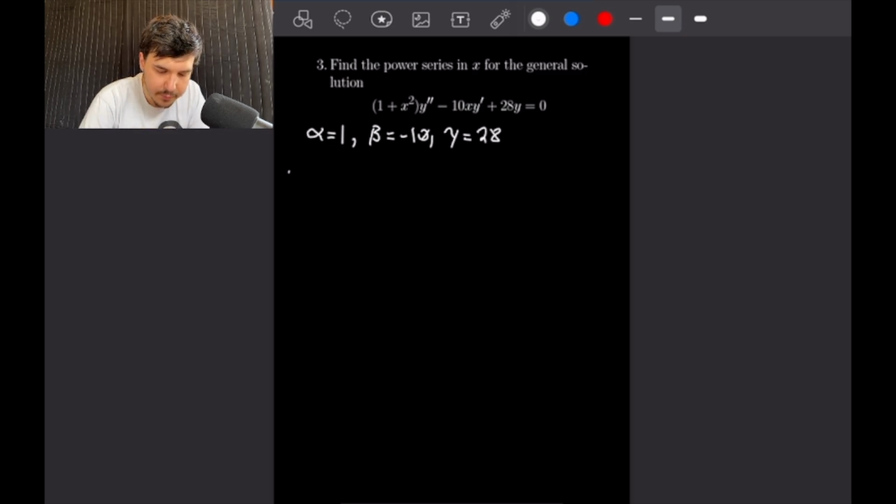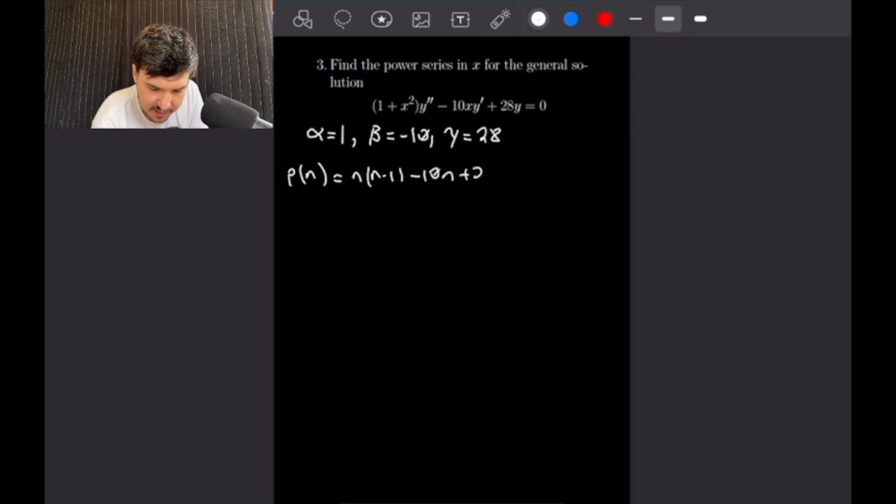Great, so let's go ahead and plug these in to calculate our p of n. Our p of n is going to be equal to n times n minus 1, as we don't have a coefficient on our alpha there. Then we'll use our beta here. We'll have a negative 10 times n, and then lastly a plus 28. So just like we have been doing, let's go ahead and multiply this out and see how it factors.